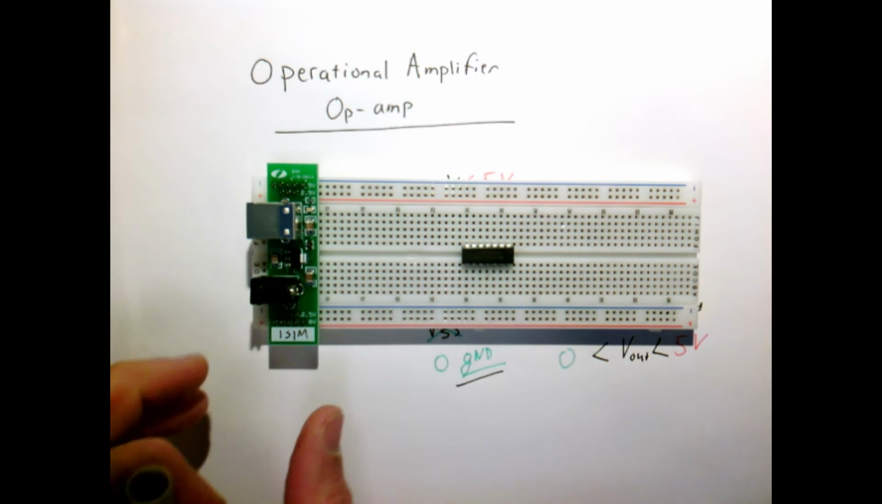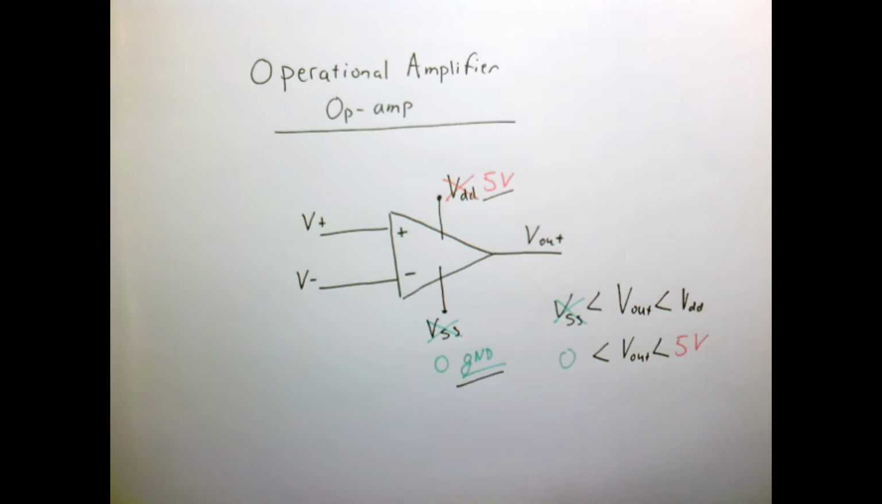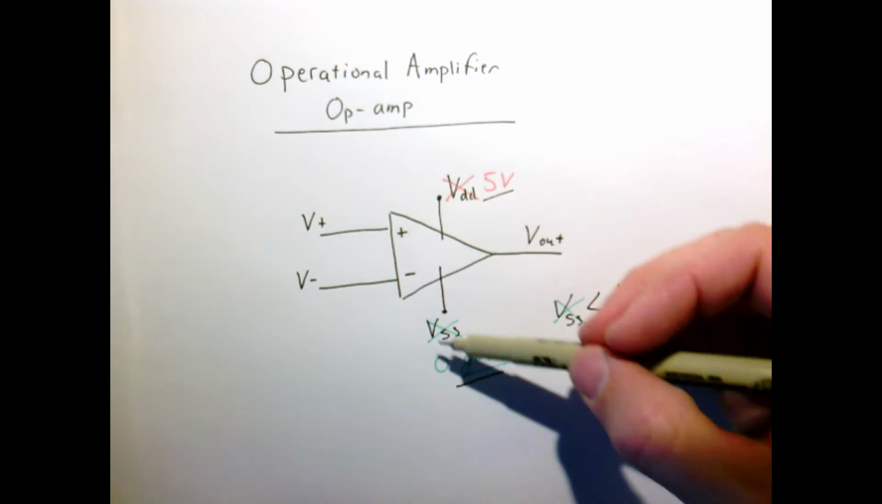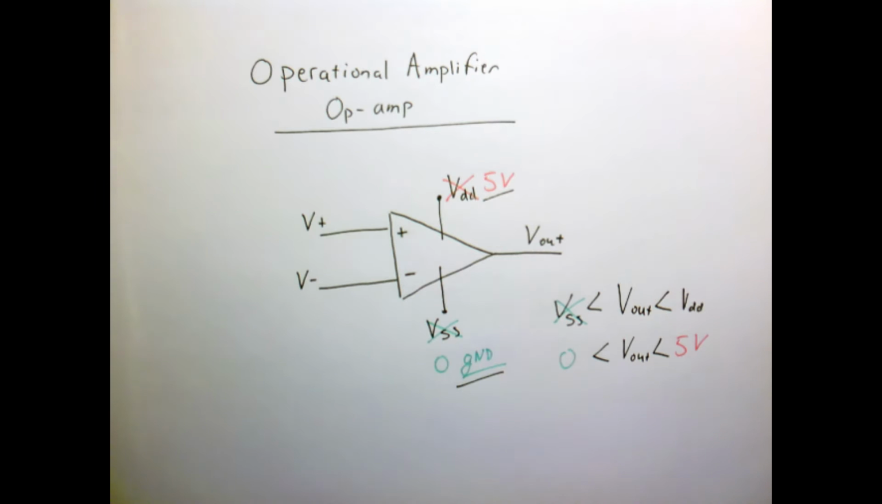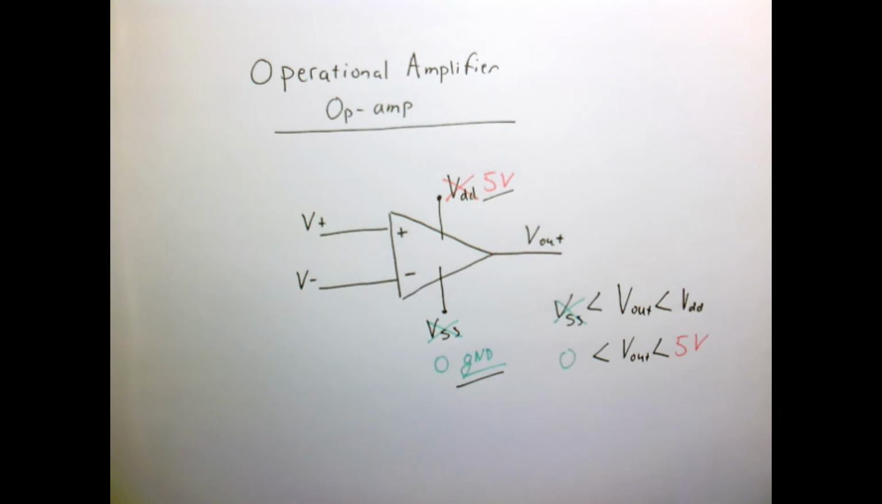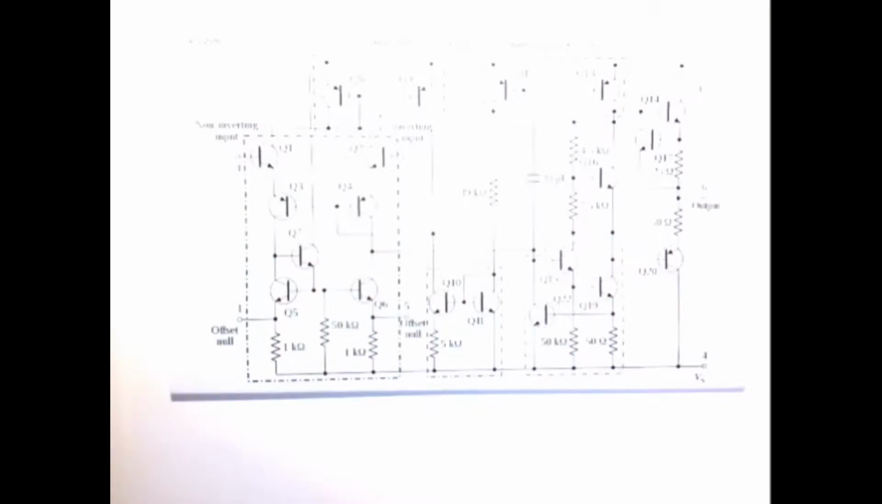It looks like this little black chip, but in the circuit schematic it looks like the following simple triangle: 2 inputs, 1 output. Sometimes we'll be lazy and not draw the power, but it's always important to remember that the chip is powered, and therefore our output voltage is limited between 0 and 5 volts.